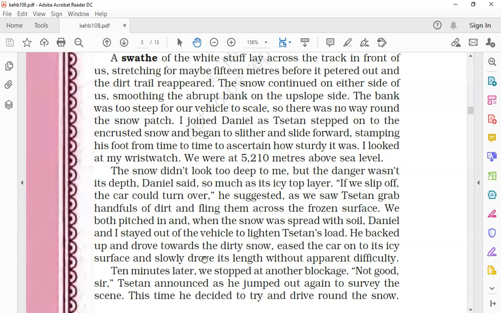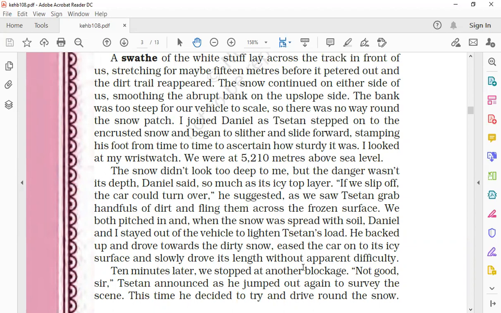So he backed up and drove towards the dirty snow, eased the car onto its icy surface, and then slowly drove its length without apparent difficulty. So thus they drove around the snowy track, which was steep and filled with rocks. And then he further kept on driving the car, and slowly, in a comfortable manner, they came to the other side of the road. They crossed the snowy patch that was there on the road.